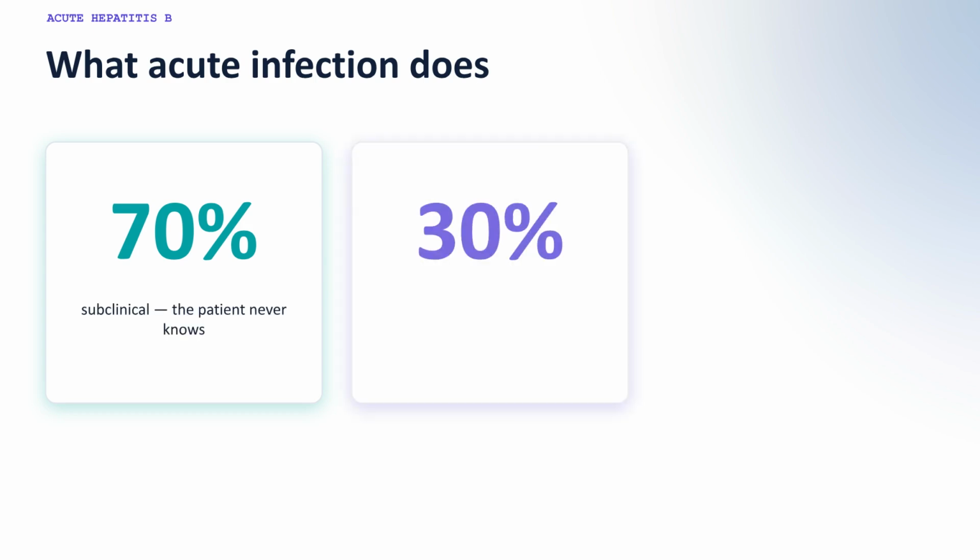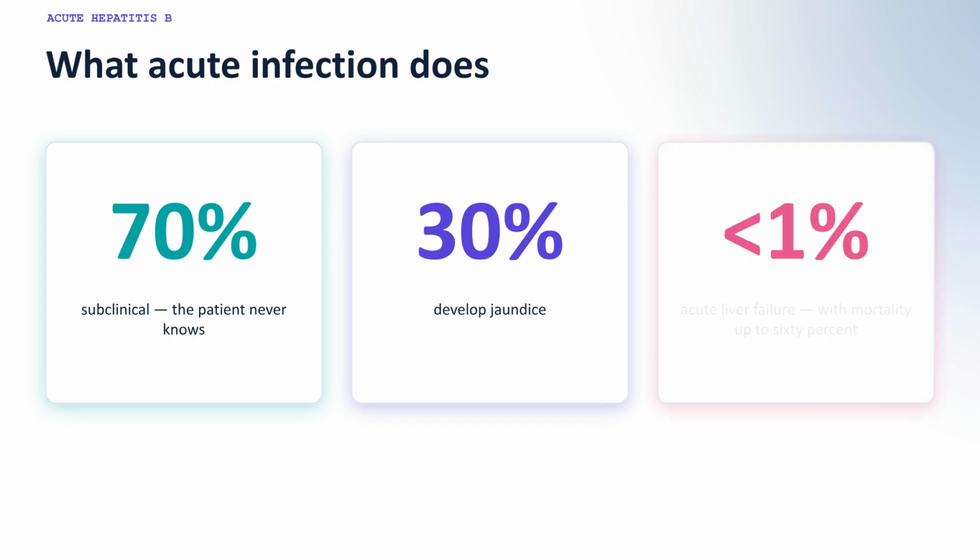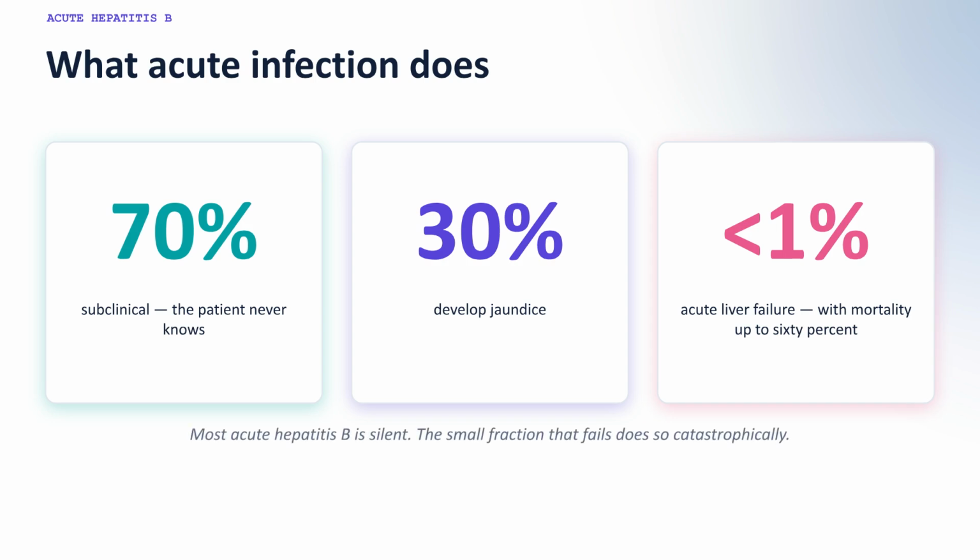About 30% develop jaundice and feel genuinely unwell, and under 1% develop acute liver failure. But that small group carries a mortality of up to 60%. So the distribution is heavily skewed. Most patients have nothing, and the few who decompensate do so catastrophically. That is why altered mental status or a rising international normalized ratio in acute hepatitis B is an admission.